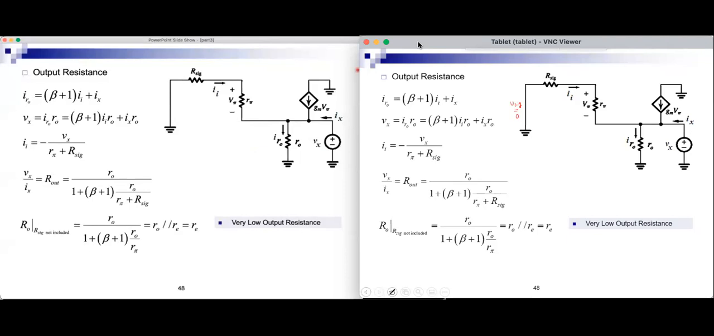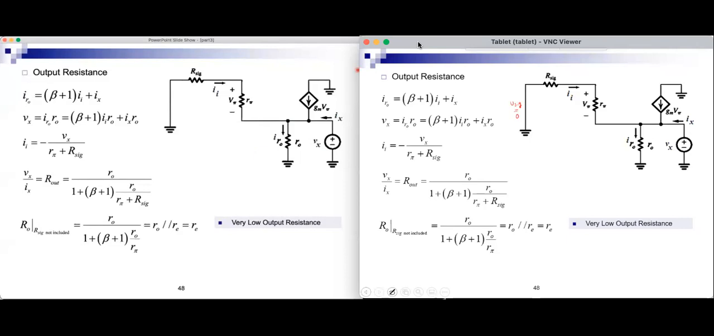Yes. Why was R sig not included in small RO? Okay, so this is a question from Yani. Can you all see the chats? If Charbel asks a question, can you all see it? Yes. Okay. All right. That's okay.